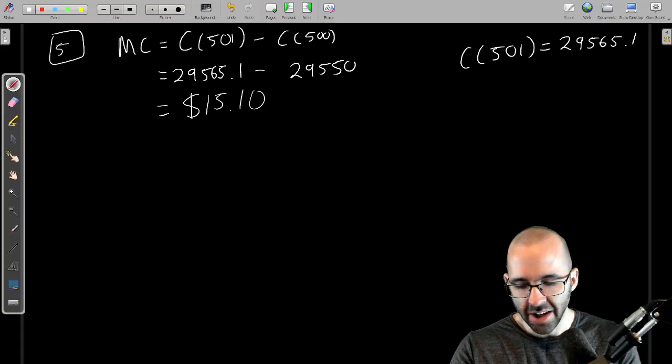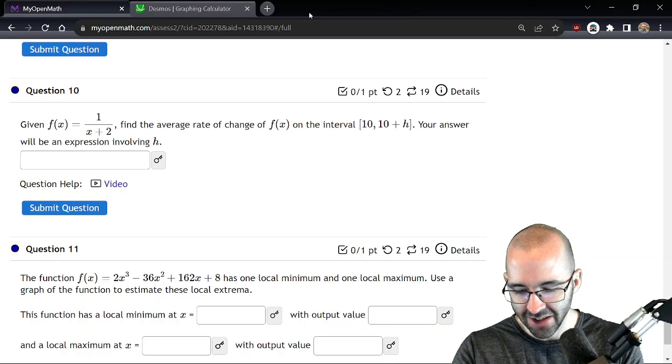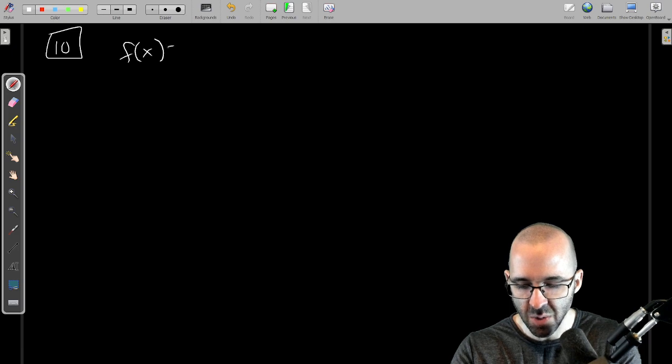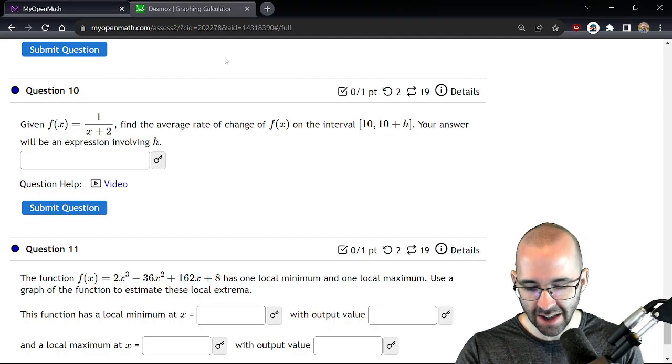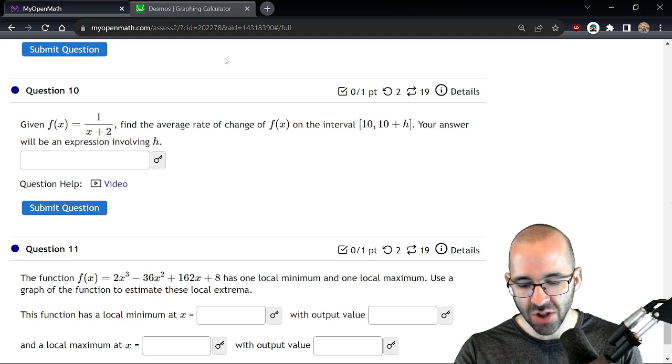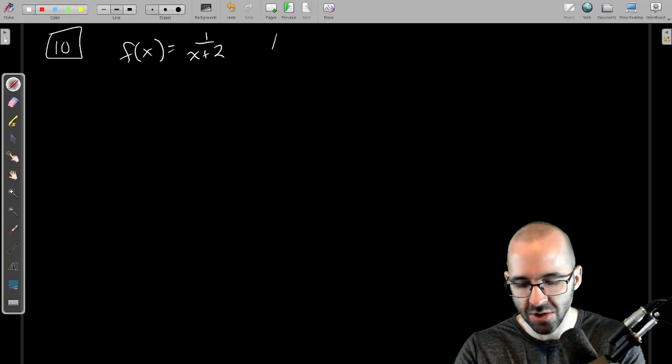All right, let's find another one of these average rate of change problems. So f of x is 1 over x plus 2. We're going to go down algebra memory lane here. And we want to find the average rate of change from 10 to 10 plus h.